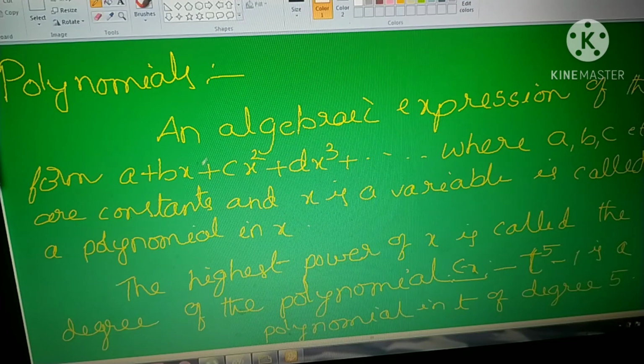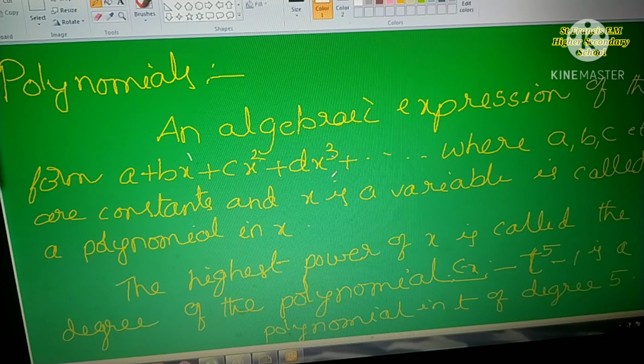Observe here, the power of x is 1, the next power of x is 2, and then the power of x is 3. That means the powers are increasing, 1, 2, 3, in increasing order. That type of algebraic expression only we call polynomials. An algebraic expression of the form a plus bx plus cx square plus dx cube and so on, where a, b, c, d are all called constants and x is a variable.